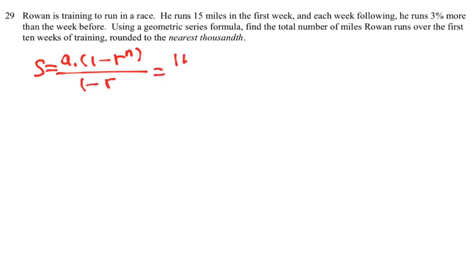So based upon this formula, we get to realize that we can write it this way. Now 1.03, because 3% more, that means 103%. So that's why we are using 1.03 as the rate.